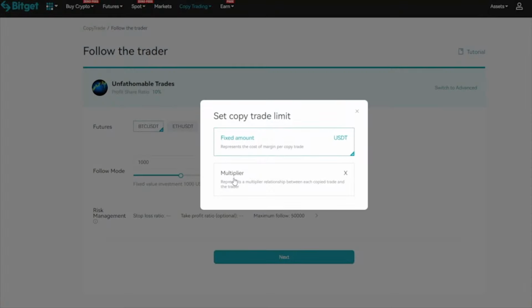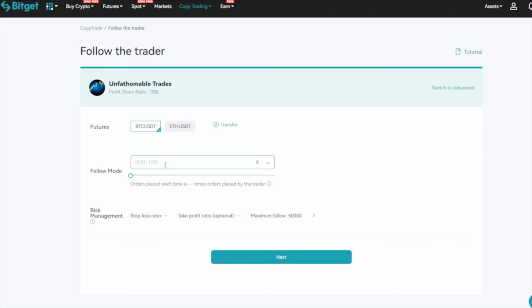The second mode is multiplier. You can adjust the magnification of the position. For example, 1x means that when a trader opens a long position of, let's say, 10 BTC, you will then open a long position of 10 BTC. If you put 0.5x, then you'll open a position of half of that trader's amount. So in this case, if a trader opens the amount again for 10 BTC, you'll be putting in 5 BTC as you've put in 0.5x.